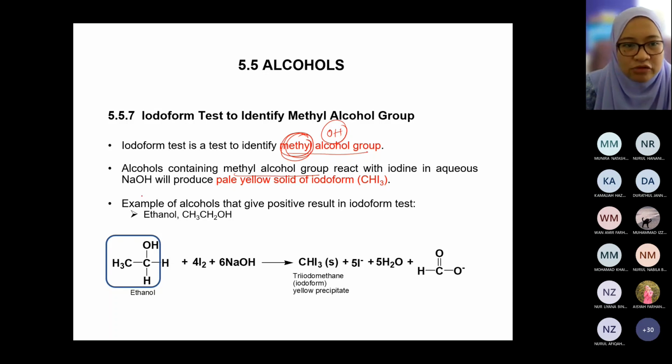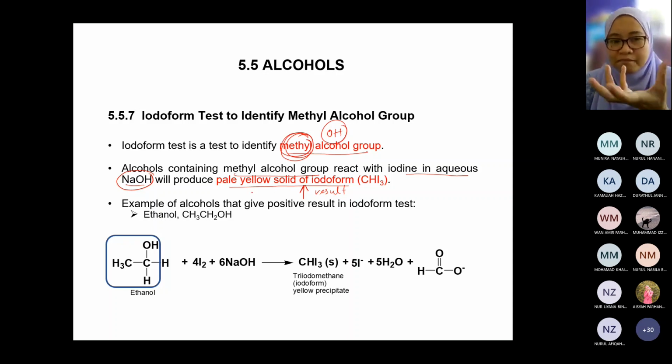Okay, so alcohol containing methyl alcohol group reacts with iodine in aqueous sodium hydroxide will produce pale yellow solid of iodophone, CHI3. Okay, so these are the reagent. React with iodine in aqueous sodium hydroxide. Okay, so this is the results ataupun the observation. If it gives positive result, that means you akan observe pale yellow solid will form in the test tube that represents the CHI3. So example of alcohol that gives positive result in iodophone test is ethanol.